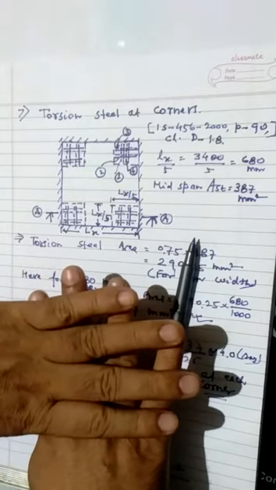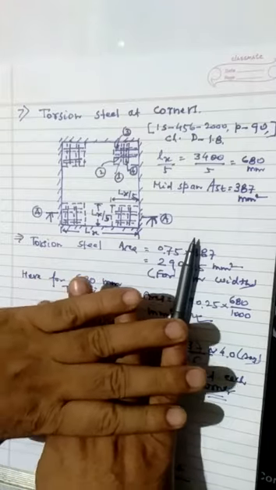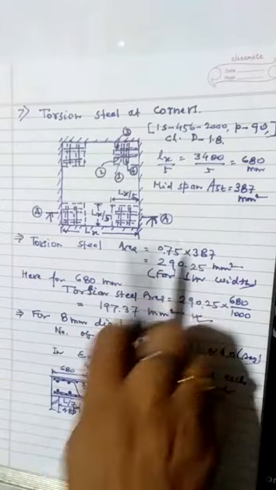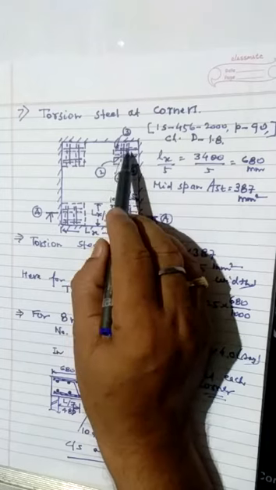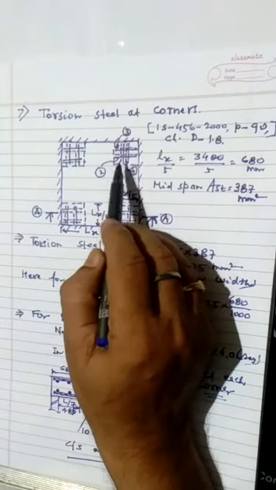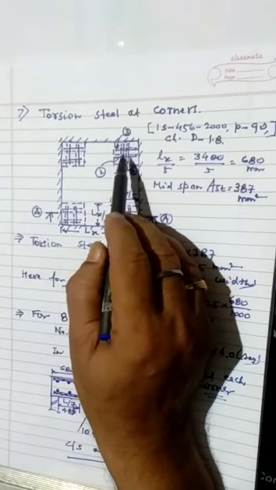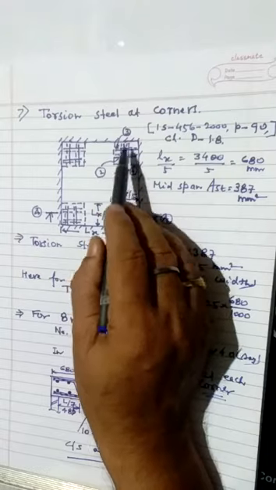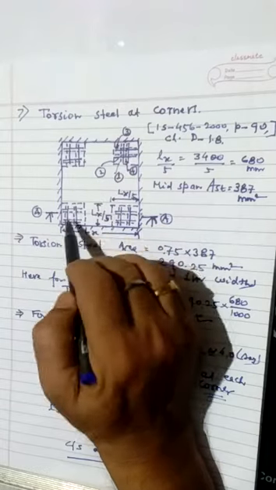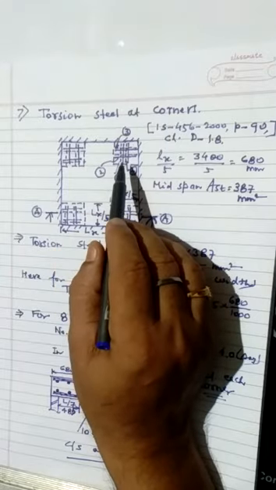Similarly, there are 2 layers at bottom and 2 layers at top. So you can see here the 2 layers at top are shown by dotted lines and the 2 layers at bottom are shown by thick, continuous lines. So all 4 layers are provided at this corner, and this and this and this. So we are providing the 4 layers of steel bars at each corner.